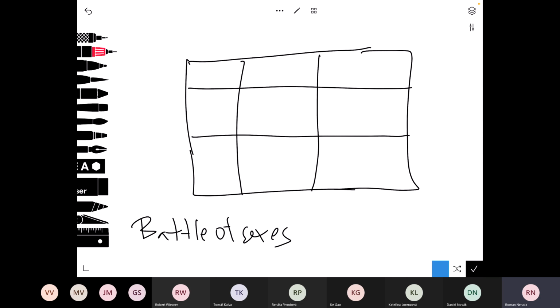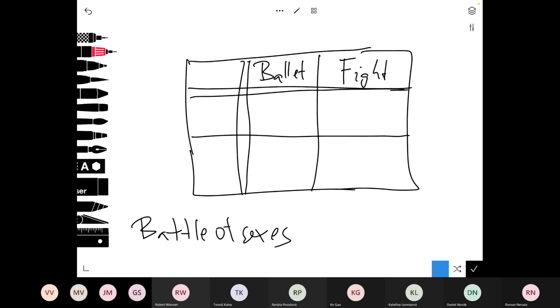And so they're deciding what to do tonight, and you have two options: either to go to ballet or to see a boxing match, a fight. It's not that they're fighting together, but they go to see the fight. So ballet and fight are the options of where to go tonight. And these are the rewards.